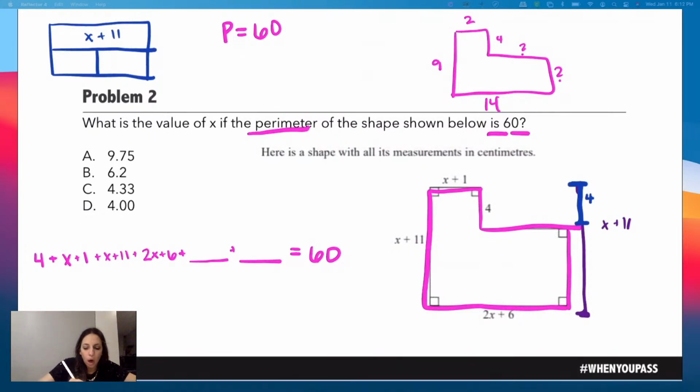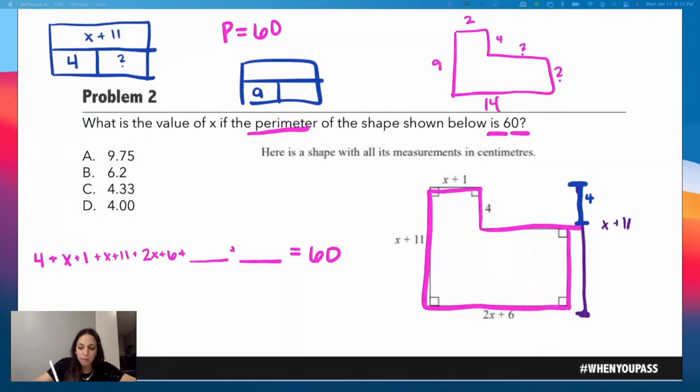For this part whole, I have part of it is 4, but I don't have the other part. What do I have to do to find the other part when I have a part whole? Well, I can subtract the whole minus the part, and it's going to equal the other part. If I had the two parts, then I can add part A plus part B, and it gives me my whole. So I can do x plus 11 minus 4. 11 minus 4 is 7.